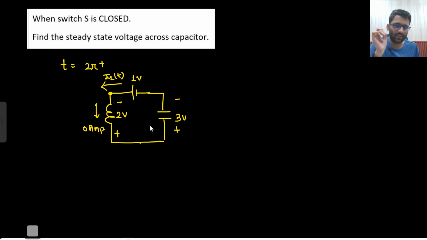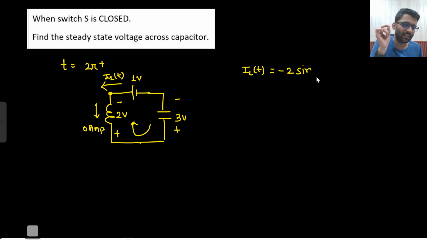So in this direction, it is having 2 volt, and in this direction, the current is flowing. Current is flowing in this direction. So can I write down the ILT expression? What will be my ILT expression? ILT expression, that would be minus 2 sine omega naught t. Omega naught is same only. So minus 2 sine t by 2. Say yes or no? Right? But we are starting from 2 pi, so better I should write (t minus 2 pi) by 2.